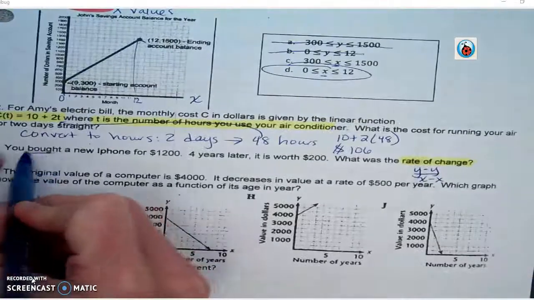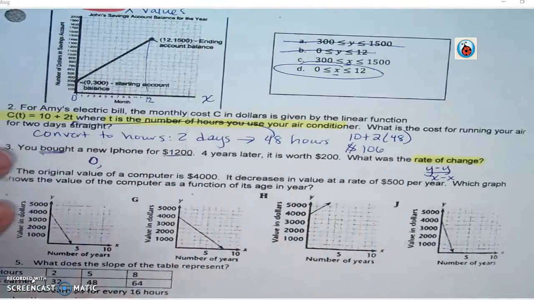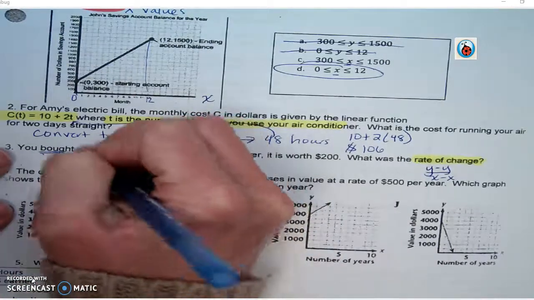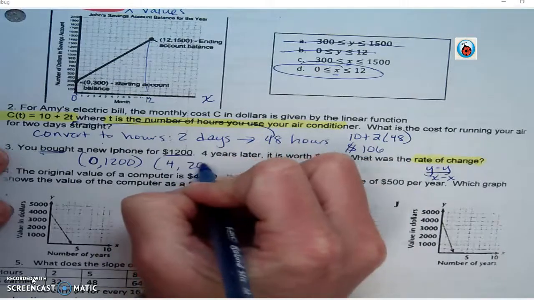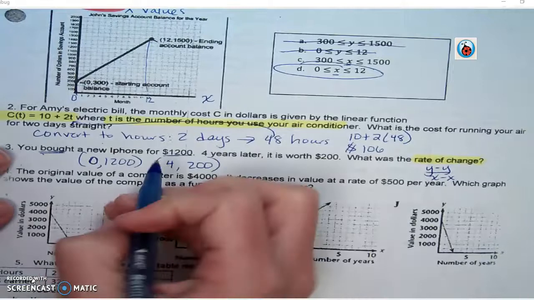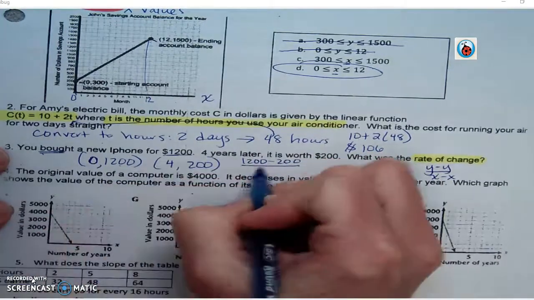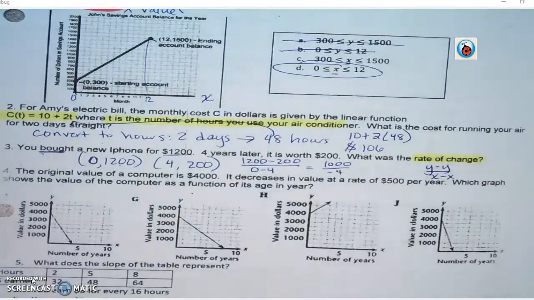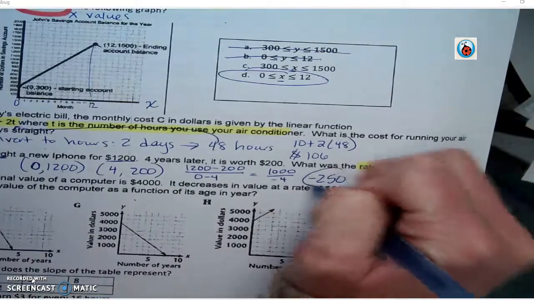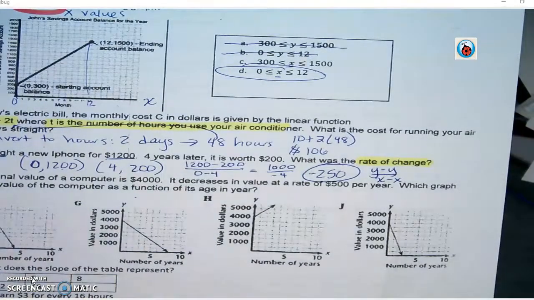So you bought the iPhone for $1,200. That means it was brand new. So if you wanted to make that a point, it would be 0, 1,200. That's your starting value, 0, 1,200. 4 years later, it is worth $200. Those are your 2 points. So your y values, 1,200 minus 200 over x minus x, 0 minus 4. So that gives you 1,000 divided by -4, which is -250. So the iPhone is going down in value $250 per year.